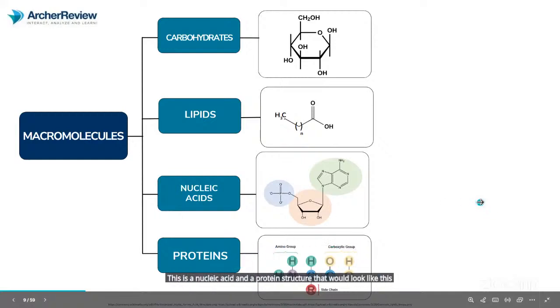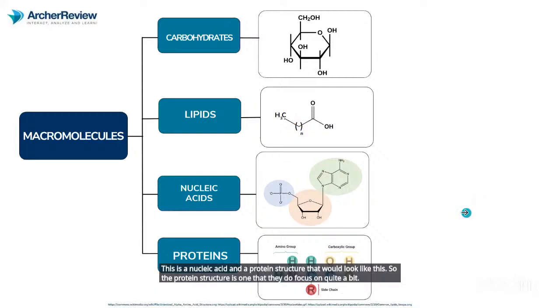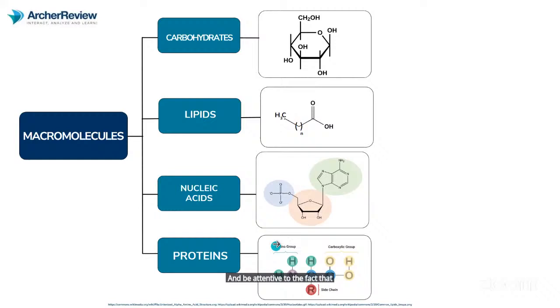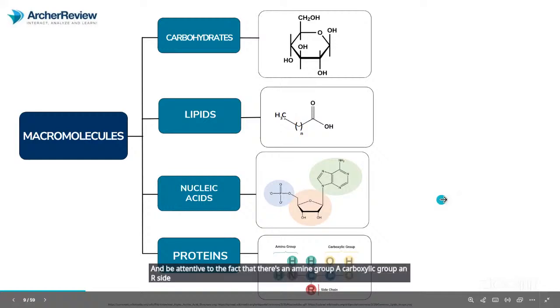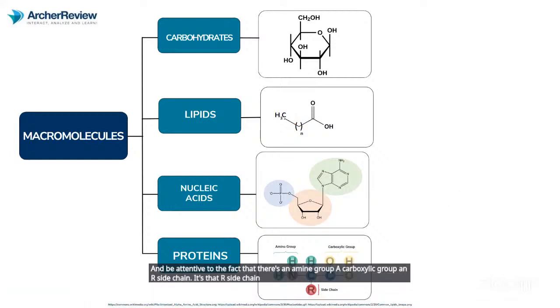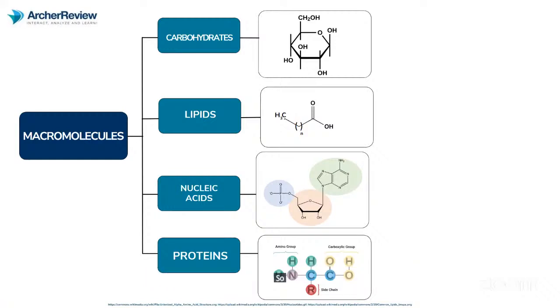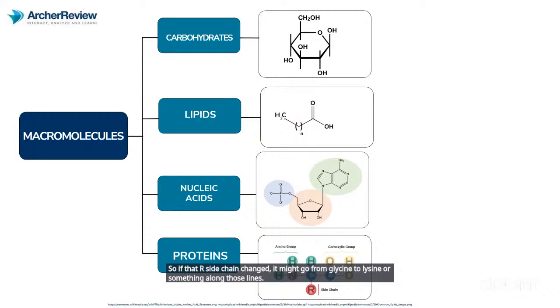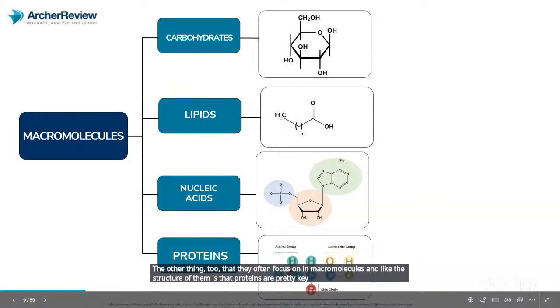Now, the protein structure is one that they do focus on quite a bit. And be attentive to the fact that there's an amine group, a carboxylic group, an R side chain. It's that R side chain that changes to make it a different protein structure. So that if that R side chain changed, it might go from glycine to lysine or something along those lines. The other thing too that they often focus on in macromolecules and the structure of them is that proteins are pretty key to having nitrogen as a big component, and they often focus on that as well.